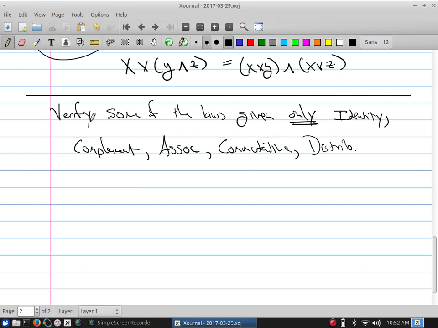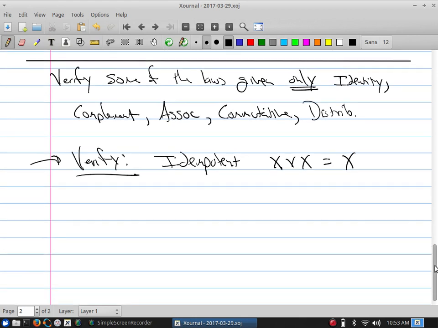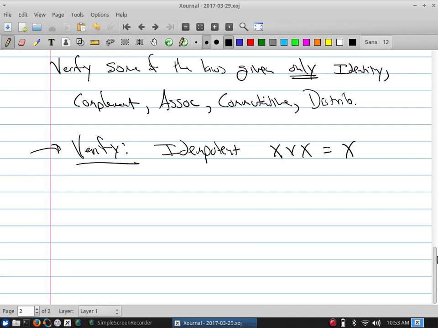But that would automatically mean that I could use those laws to somehow do things like, could I verify the idempotent? That X or X is supposed to be X. And so we go back here and say, all right. The only laws that we've got would be that X or 0 is X, and X and 1 is X. So this is what I know. These are true. That's my identity. I know that X or X's complement is 1, and X and X's complement is 0.